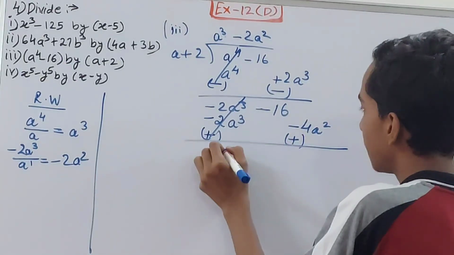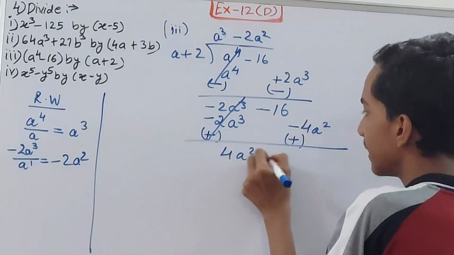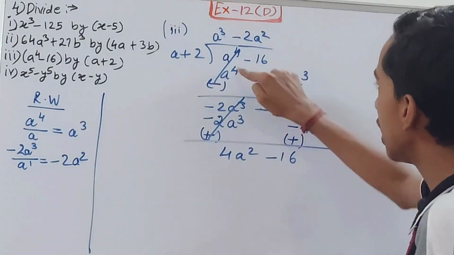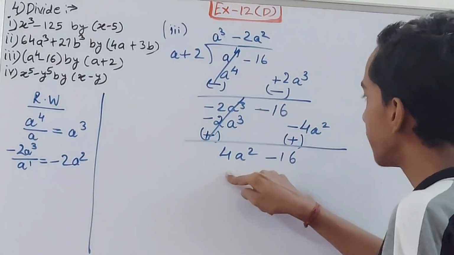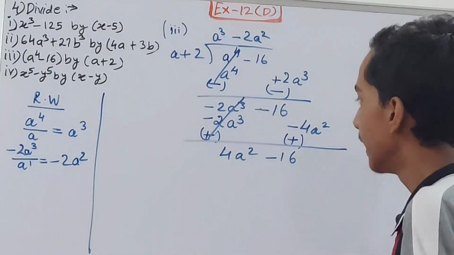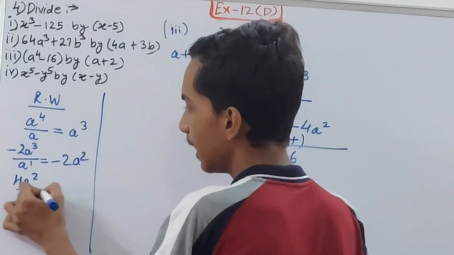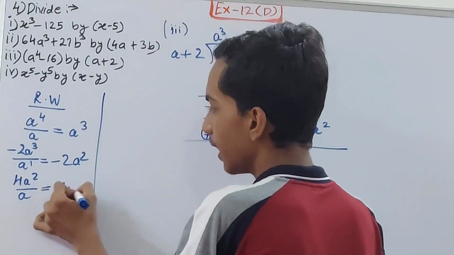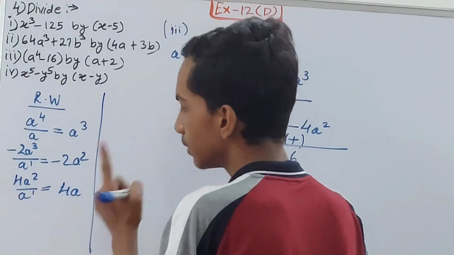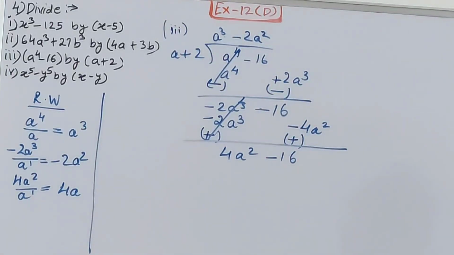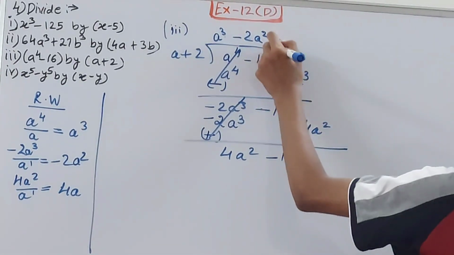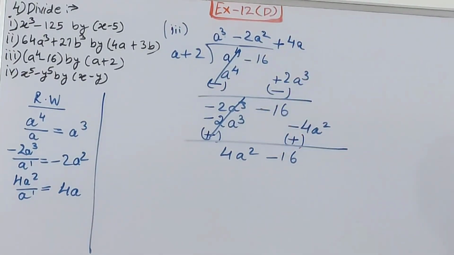Now you are only left with 4A square minus 16. So we began from A to power 4 minus 16. We have come till 4A square minus 16. Same rules here also, 4A square upon A. So 4A, 2 minus 1, simply 1, and 4 was already there. So that means the next term here will be plus 4A.